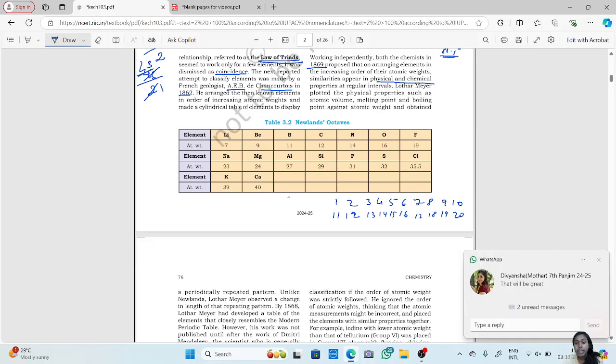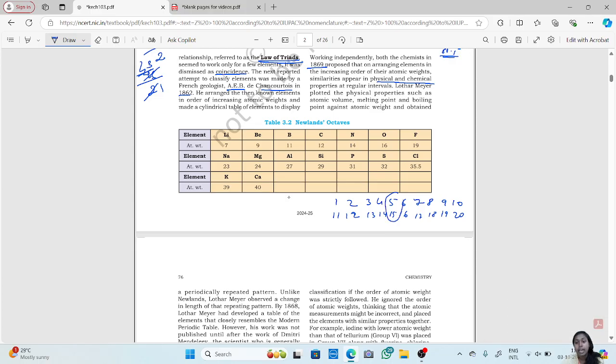So if I take the interval to be 5, after every 5 elements, it was seen that the properties of those elements seem to be similar. This is what Dmitry and Lothar had said.